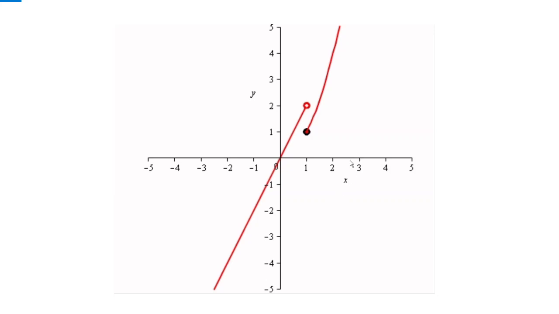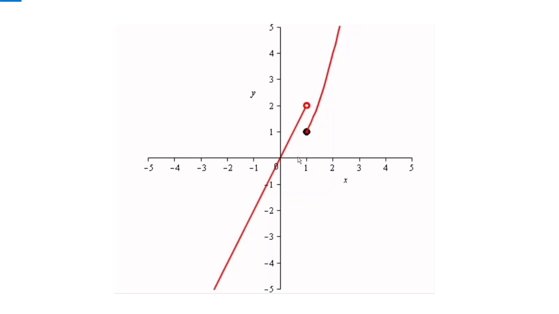So anybody want to tell me the value of the function at 1? The value of the function at 1, please. That's supposed to be a solid dot, a circle. The value of the function at 1 is equal to 1. And the limit of the function as x approaches 1 from the right, please. The limit of the function as x approaches 1 from the right is 1.